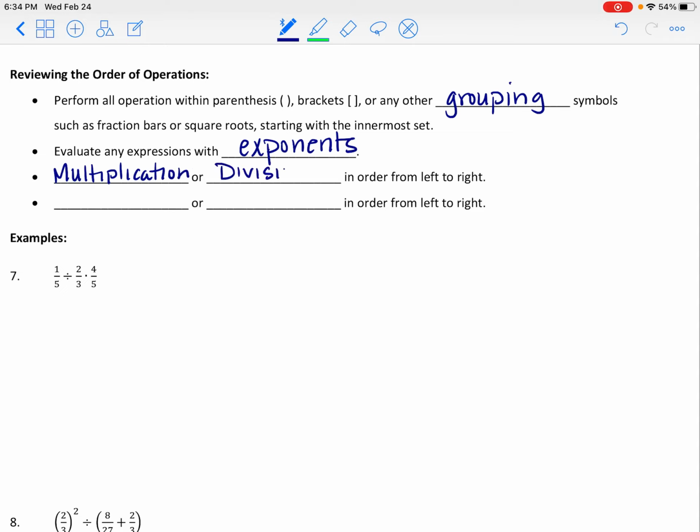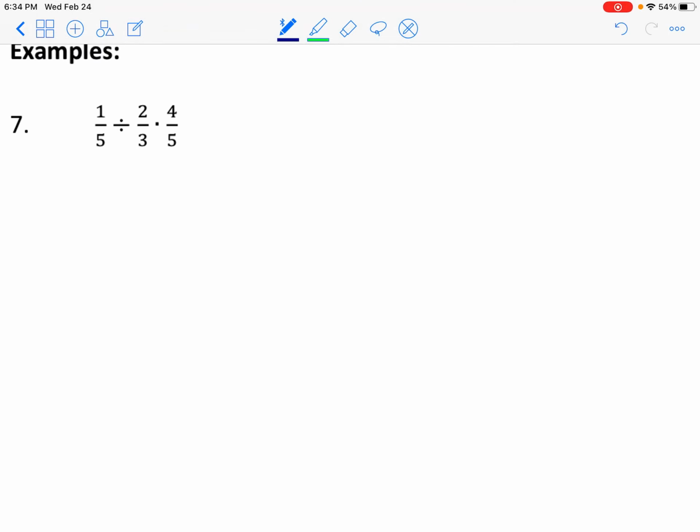And so if we have division before multiplication, then we would do that first in the left to right sequence. And then we have addition and subtraction as the last two pieces. And again, addition and subtraction are also happening left to right. And so if there was subtraction before addition going left to right, then we would do that first. Okay? So let's look at our first example.